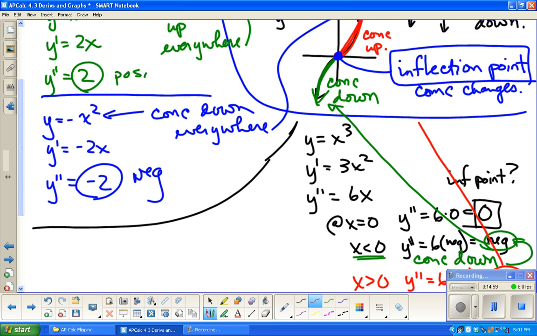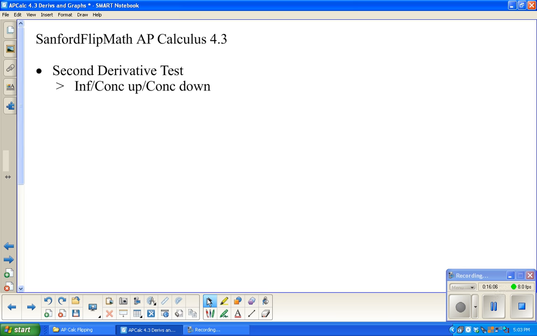Okay, so I'm going to cheat a little bit here. I'm going to clone this page, and then I'm going to clear the ink off of it so I can still talk about this stuff. All right, so, wow, that was cute. Okay, so second derivative test. We talked about what things mean.